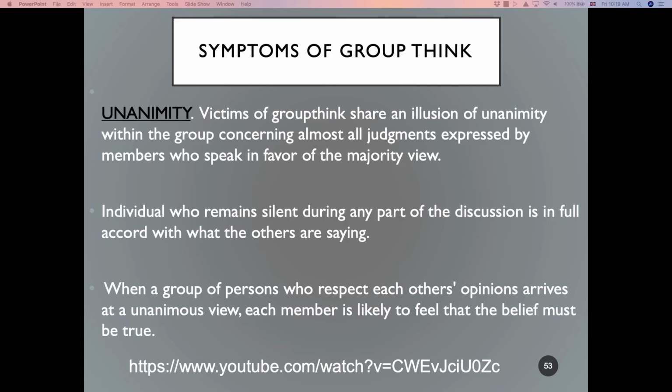Now that you know the symptoms of groupthink, leave us a comment below and tell us if you have ever been a part of group.